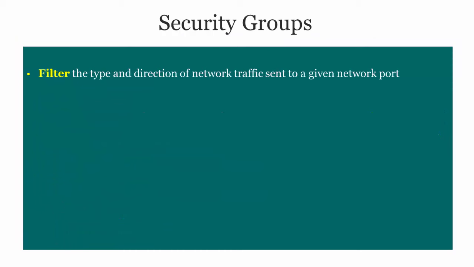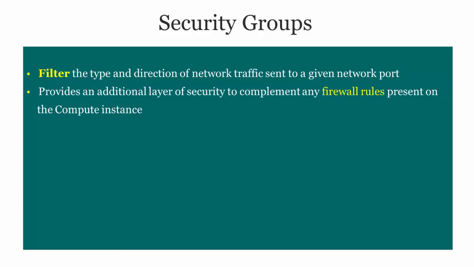Security group, this is a rule to filter the type and direction of network traffic. When the virtual machine sends its traffic to the OpenvSwitch, the OpenvSwitch needs to filter the type and the direction of the traffic from the virtual machines. For this purpose, we can use security groups. A security group can provide an additional layer of security to complement any firewall rules. So just think, a security group is a rule for what? For security. And for this purpose, we can use what?